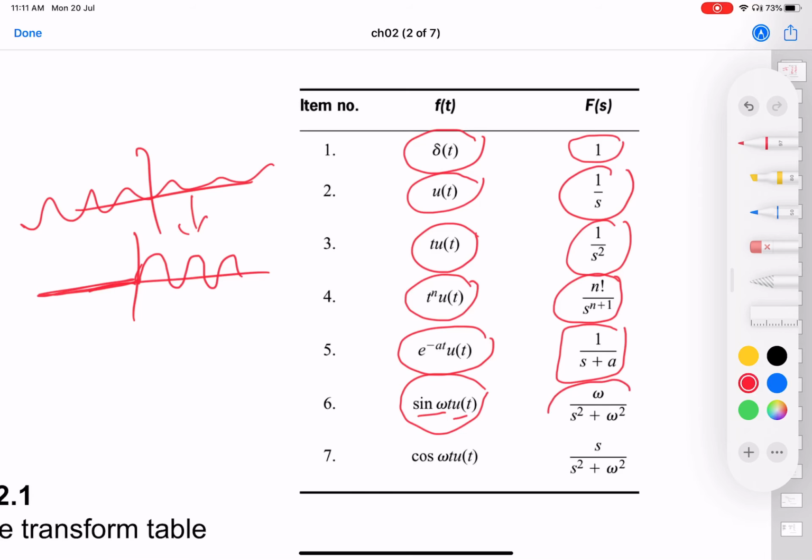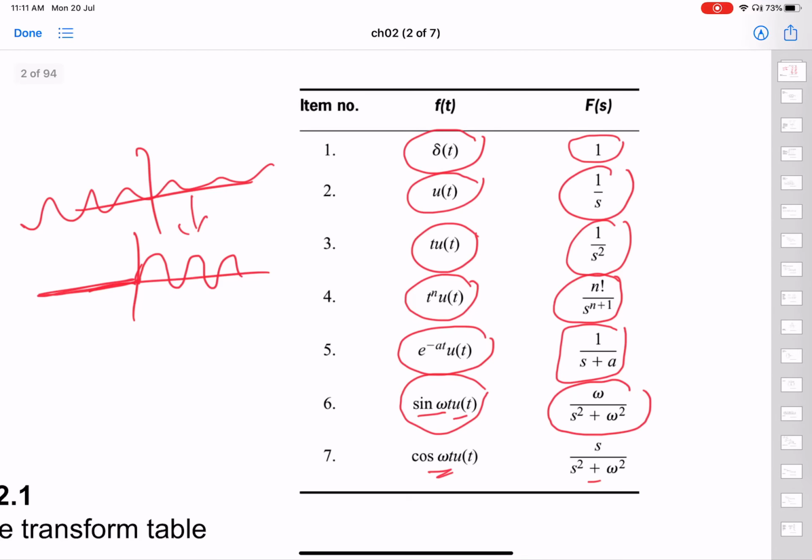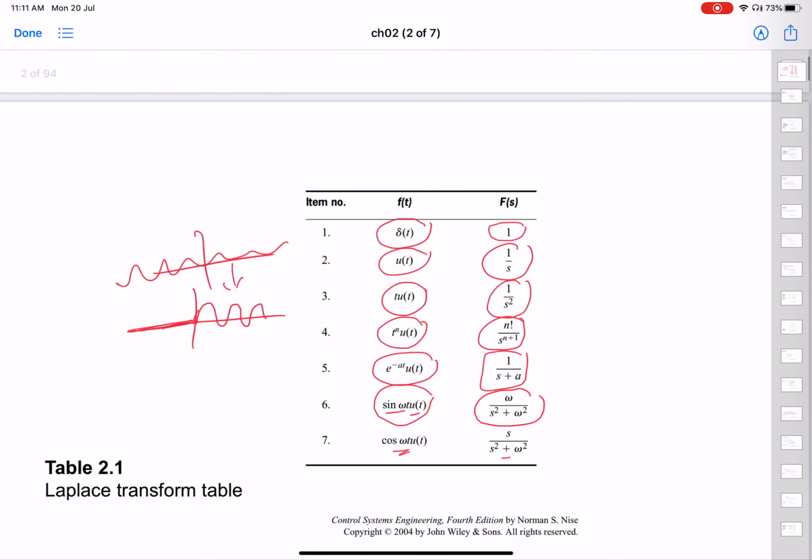So the Laplace transform of that is going to be omega divided by s square plus omega square. Similarly for cos. So these are some things that we have already studied before, so I will not spend much time on this.